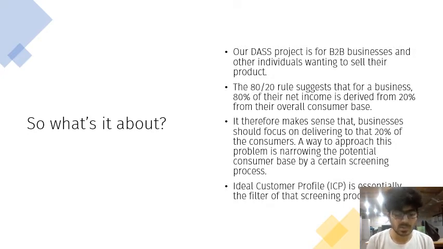So it becomes important to narrow down your scope of marketing, and this is done by certain filters. Once you have the ideal 20% of your consumer base, you can minimize effort while still maintaining a good amount of profit. This screening process involves a filter. In business terms, we call that filter an ideal customer profile. An ideal customer profile is essentially a set of filters, and it works by eliminating all the potential customers which don't fit that profile.